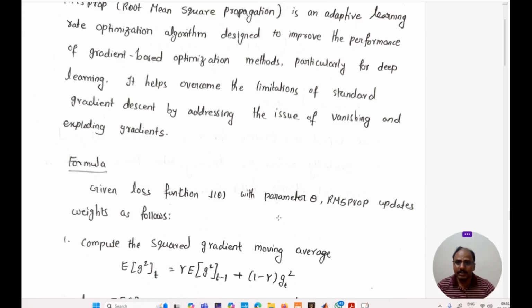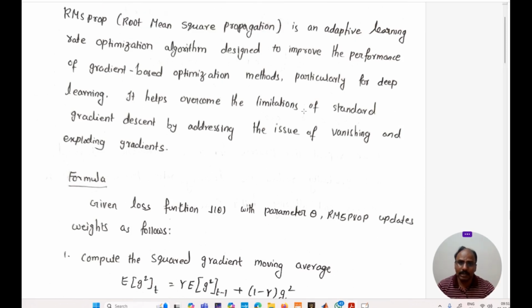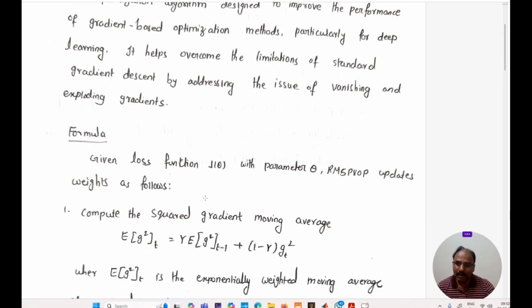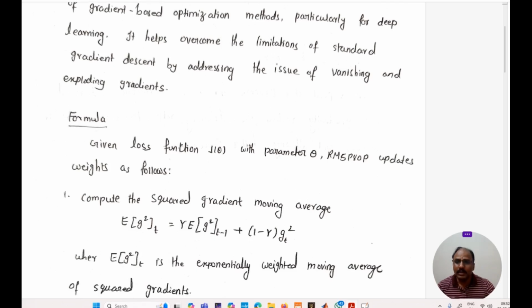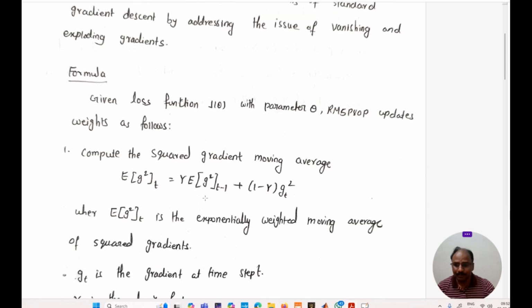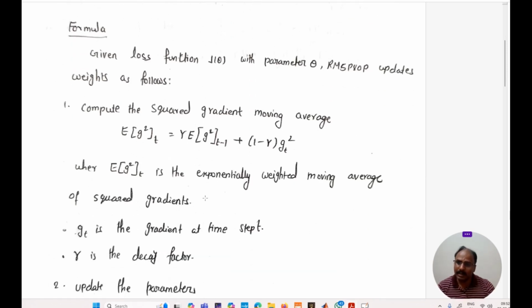It helps overcome the limitations of standard gradient descent by addressing the issue of vanishing and exploding gradients. As I said earlier, aggressive learning leads to either convergence or divergence. Therefore, we need to reach convergence slowly, and we have control over the gradient also. RMSProp is very useful in such cases. The remaining part is almost all the same as the Adagrad algorithm.